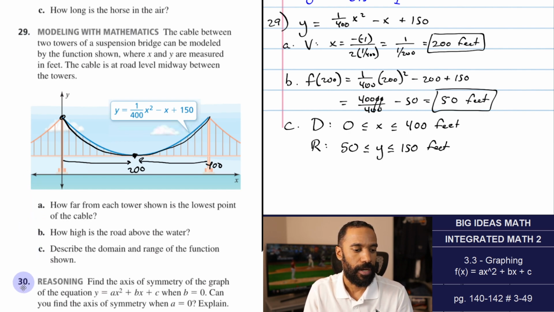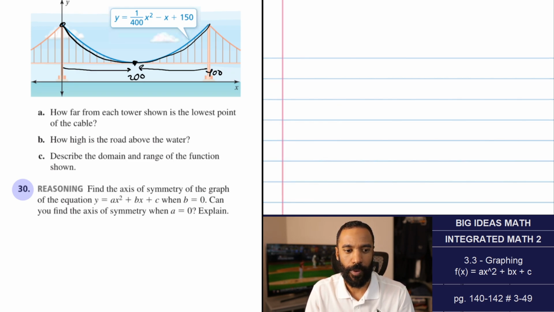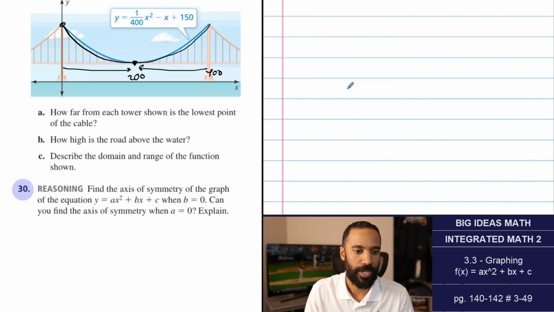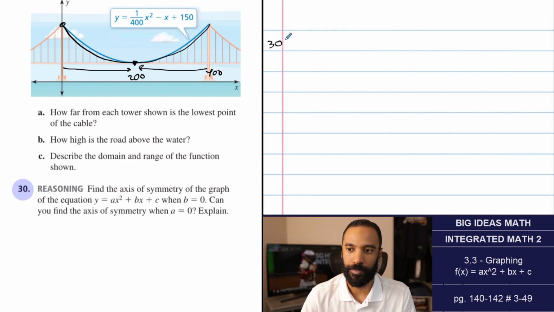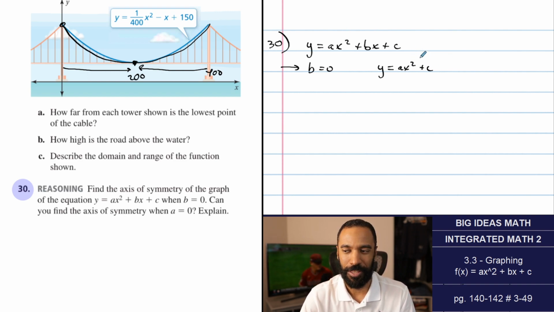Good application. Number 30. Find the axis of symmetry of the graph of the equation y equals ax squared plus bx plus c. Well, it's negative b over 2a. When b equals 0. Can you find the axis of symmetry when a equals 0? Explain. Well, we did this all the last two sections. For y equals ax squared plus bx plus c, if b equals 0, keep this in mind, the equation is going to look like y equals ax squared plus c. So this was section 3.2.